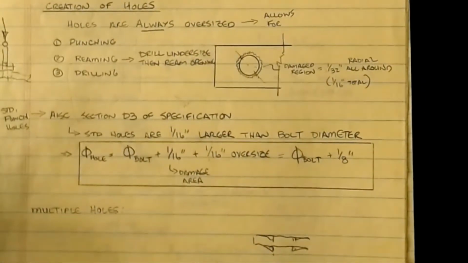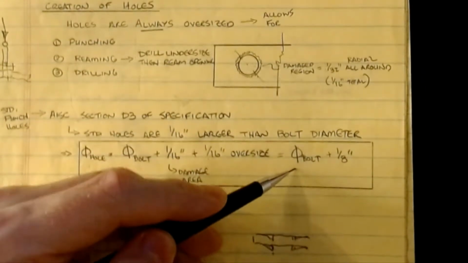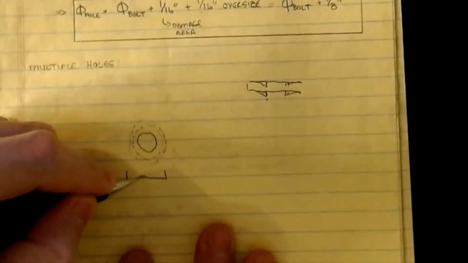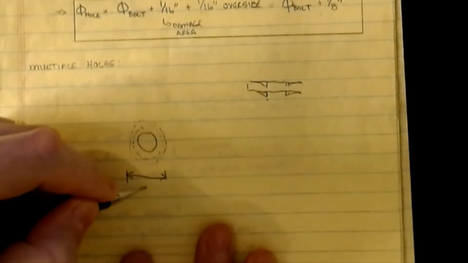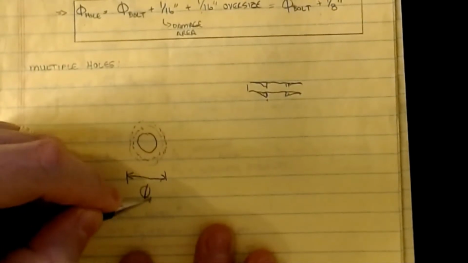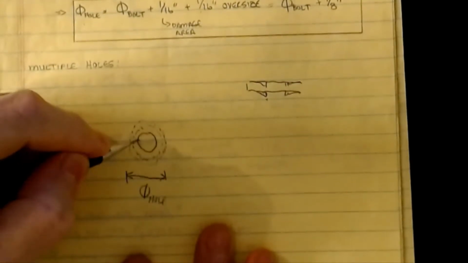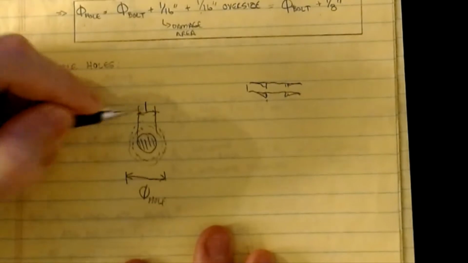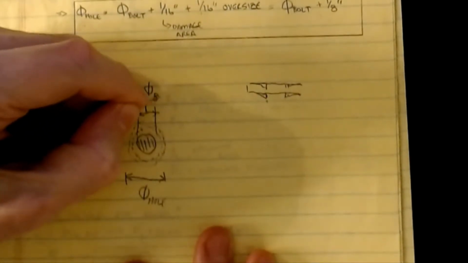So typically, and in most cases in this class, we're going to assume punched holes for everything. It's the most conservative, and we're going to take the diameter of the bolt plus 1/8 of an inch. If I look at this picture here, this line would be the diameter of what we count on as the hole, whereas if that's my bolt, then this is the diameter of the bolt.